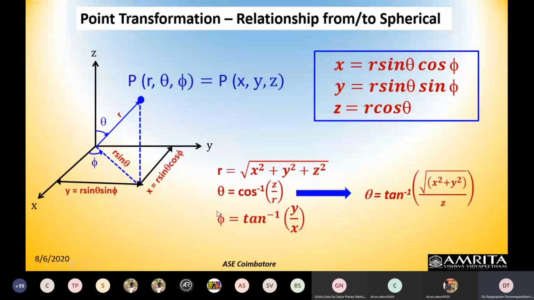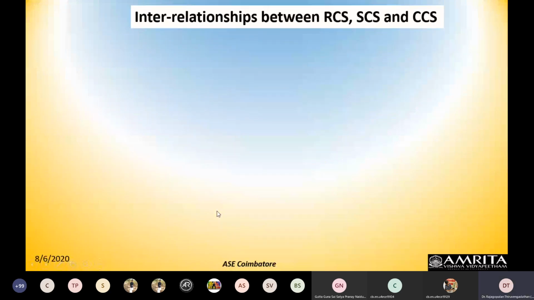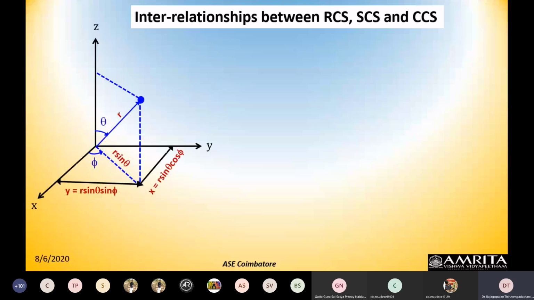How we use this is something that we will learn throughout this course. Right now you need to understand how the point transformation is done. That has been done already. Now what are the interrelationships? We know the rectangular or Cartesian coordinate system uses xyz, the spherical polar coordinate system uses r theta phi, and the cylindrical coordinate system uses rho phi z.